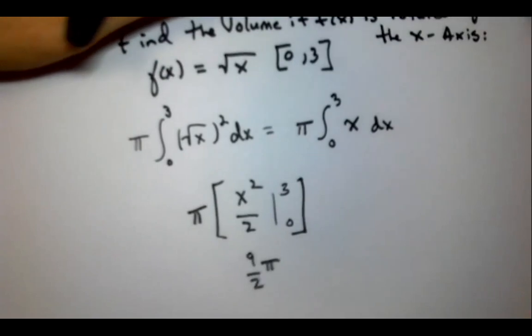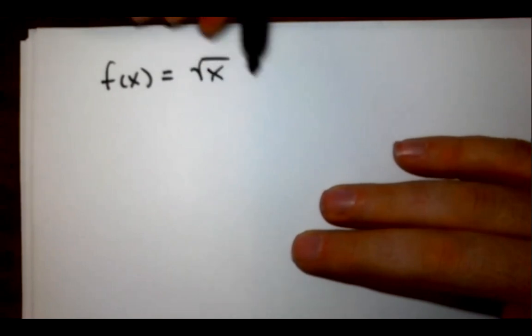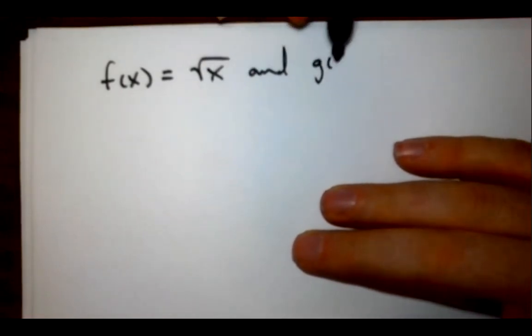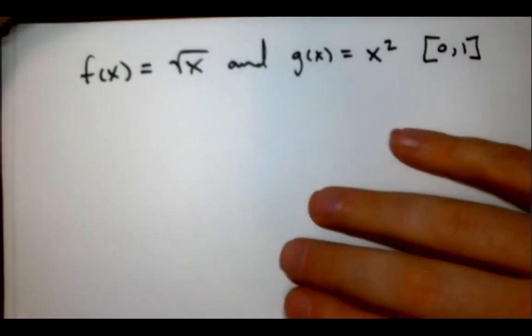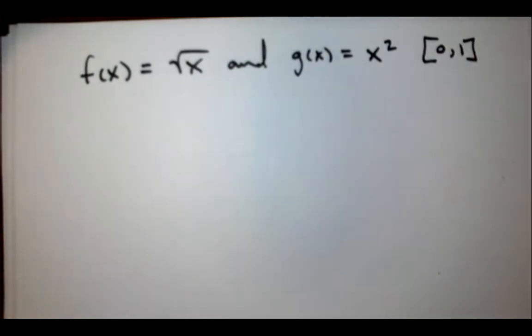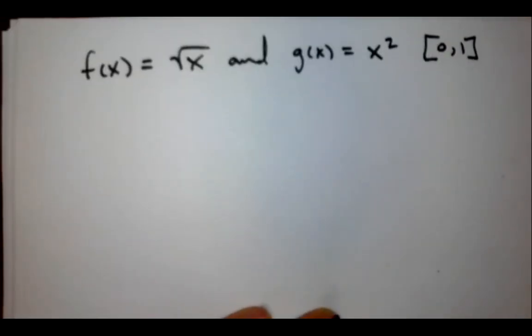Okay, so then let's take something very similar, same directions. I'm not writing them out again, same directions, but now we want to find the volume for the following. Now we've got two functions. It's going to say find the volume of the shape when the following functions are rotated across the x-axis.